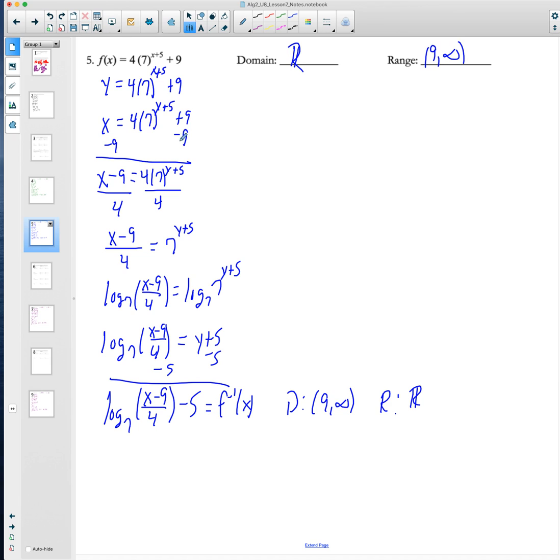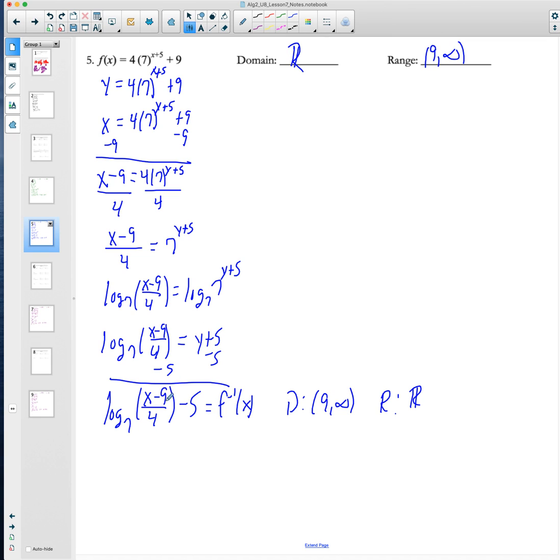So once again, the first step here is that we're going to subtract 9 from both sides. And then we have to divide by that constant out front of 4. So to isolate our exponential here, we have (x - 9)/4 equals 7^(y + 5). Now, once again, we have to do the inverse of base 7 as an exponential, which would be log base 7 of (x - 9)/4 equals log base 7 of 7^(y + 5). This is equal to 1. That leaves us y plus 5.